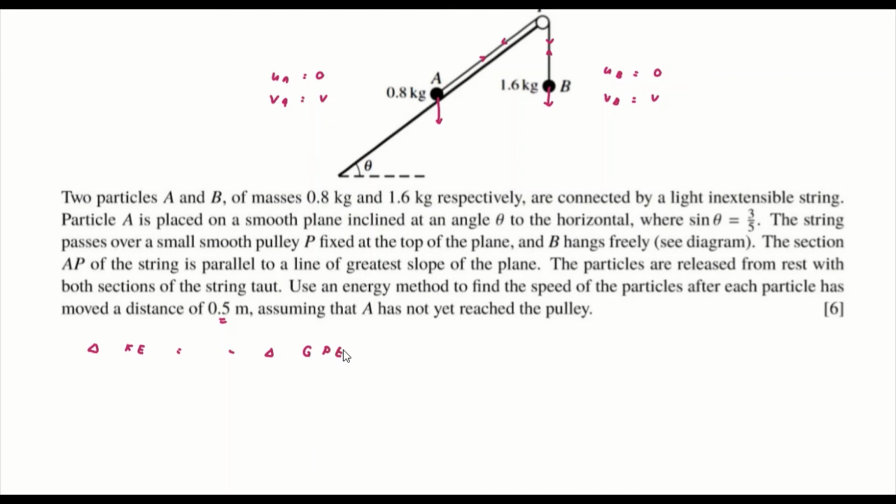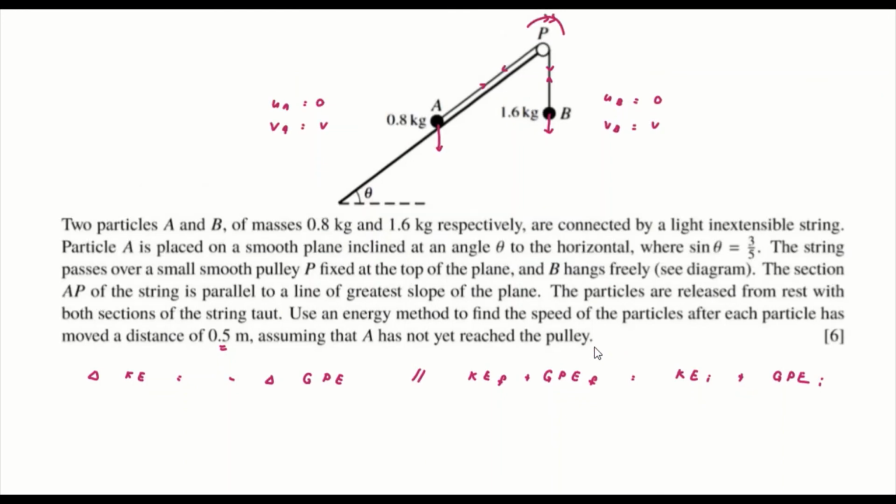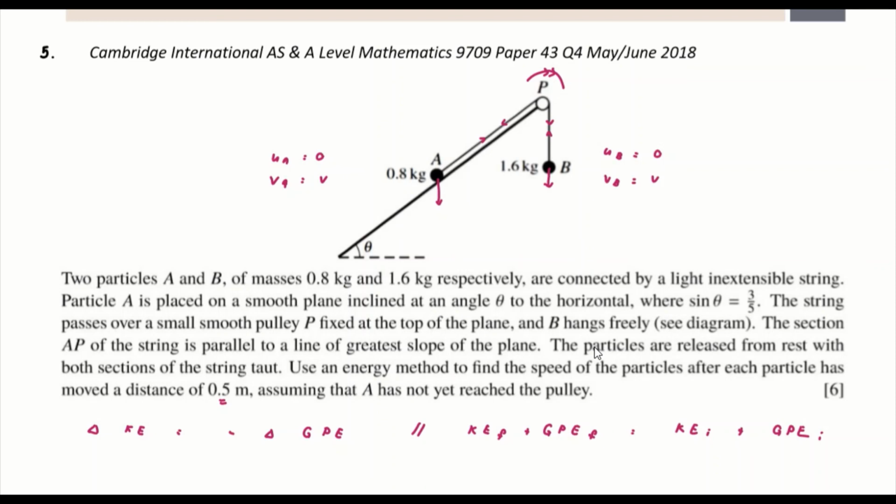Now let's try to do this. It's the same thing if you want to use KE final plus GPE final equal to KE initial plus GPE initial. Personally, I prefer this because you don't need to deal with the very confusing sign. So let's try to find out the height first in this case.